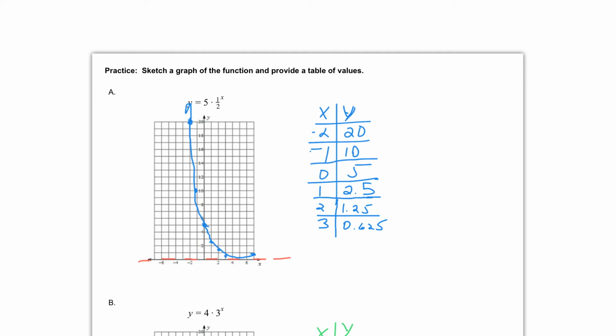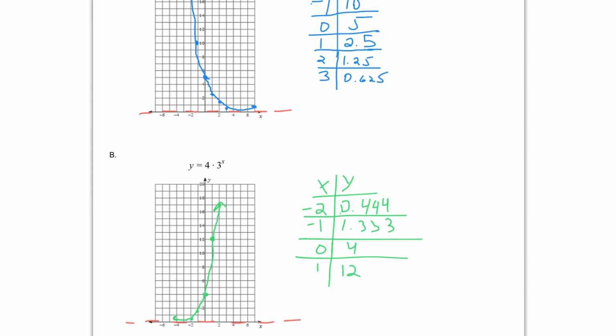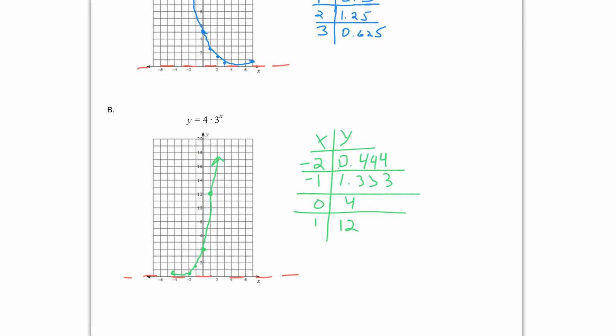Then we can move to letter B. In letter B, I found 4 good points that I could plot on my graph. I have the point -2 and 0.444. It was repeating, but I just approximated it here. -1 and 1.333, again repeating, but I approximated it. The 0.04 and the 0.112. I plotted those points on my graph. I also have my asymptote.